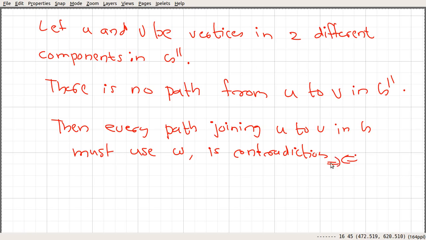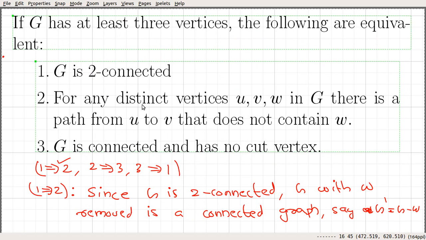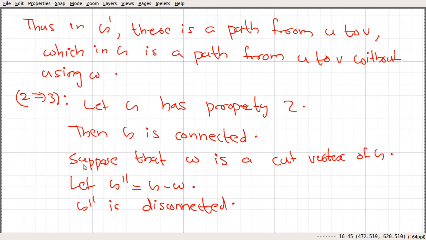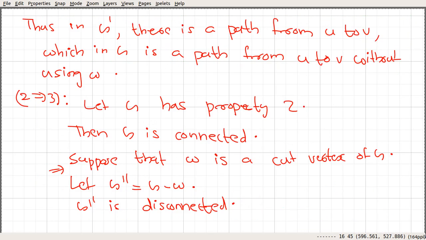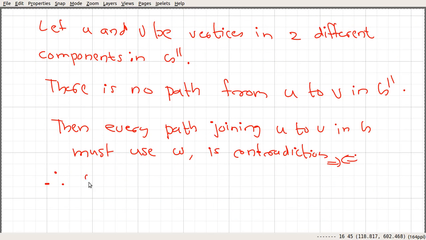That is a contradiction because we assumed that for any distinct vertices U, V and W in G, there is a path from U to V that does not contain W. We arrived at that contradiction because we started by assuming that W is a cut vertex of G. Since we arrive at a contradiction, W is not a cut vertex, and that says G has no cut vertex. If it has a cut vertex, then we arrive at this contradiction.